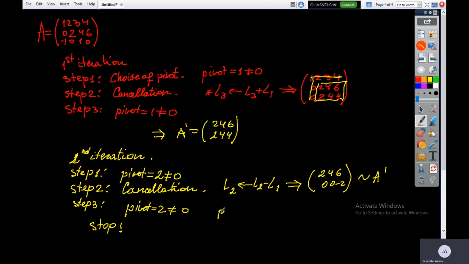From here, the row echelon form of A will be this matrix. Instead of A, we write this matrix because you know this matrix is row equivalent to A. And instead of this submatrix, we write this one. Then the result will be 1, 2, 3, 4, 0, 0, and instead of this one, 2, 4, 6, 0, 0, minus 2. That's all.